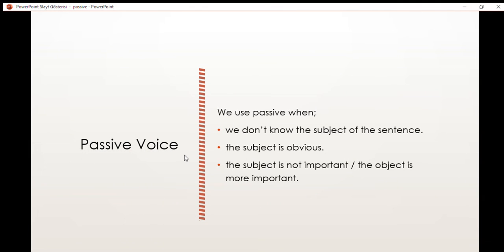When do we use passive voice? We use passive when we don't know the subject of the sentence, or when the subject is obvious. So when something is stolen, steal is the action only thieves do. So we don't have to say "the thief stole this." We can simply say "this was stolen." Or we use passive voice when the subject is not important or when the object is more important than the subject.